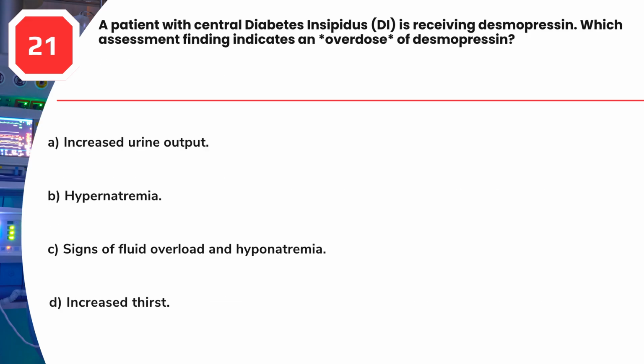Question 21. A patient with central diabetes insipidus, DI, is receiving desmopressin. Which assessment finding indicates an overdose of desmopressin? A. Increased urine output. B. Hypernatremia. C. Signs of fluid overload and hyponatremia. D. Increased thirst.